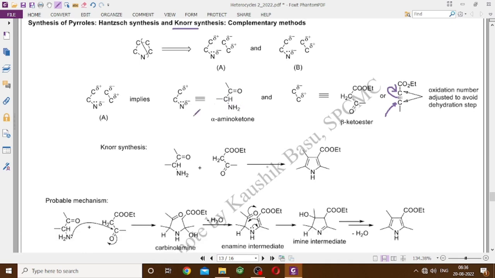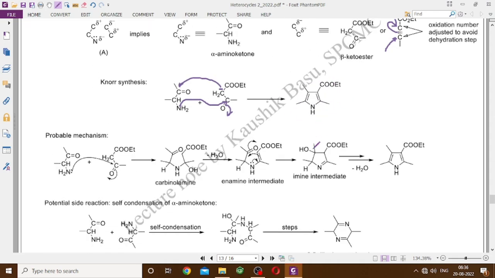So it looks very simple. I have an alpha amino ketone, and the beta keto ester will react. This nitrogen will function as a nucleophile. This will attack here, so this will go away, and this will become negative, and this will attack here, so that the ring closes, and so on. The sequence of events, there are possibilities, and you get a functionalized pyrrole derivative.